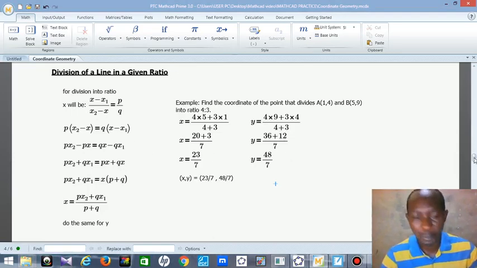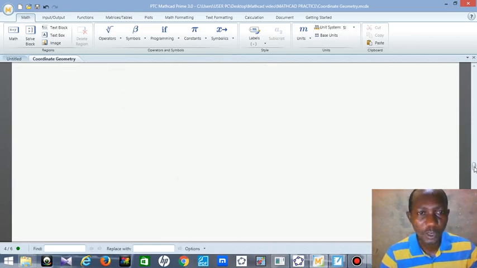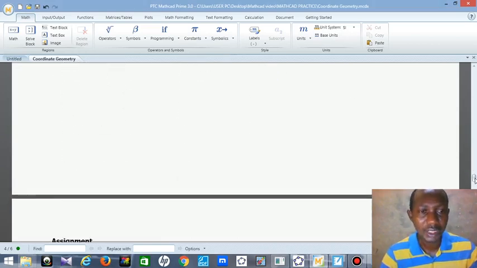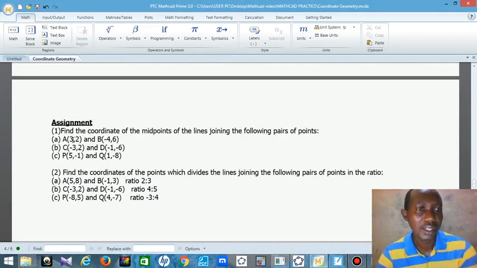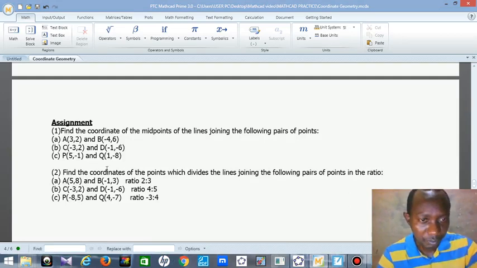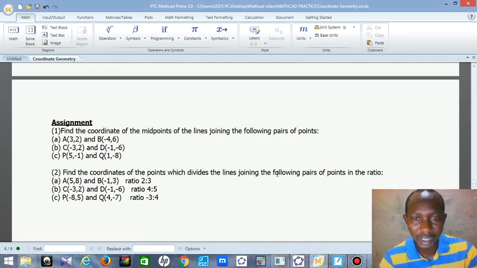For more practice, homework and assignment, you can practice these questions I have here. They are not difficult, just apply the formulas and you are okay. You can see them. The first one is on midpoint, you can practice them using the formula. Then the other one is for ratio, you can apply them using the formulas for ratio. So that is the end of today's class.